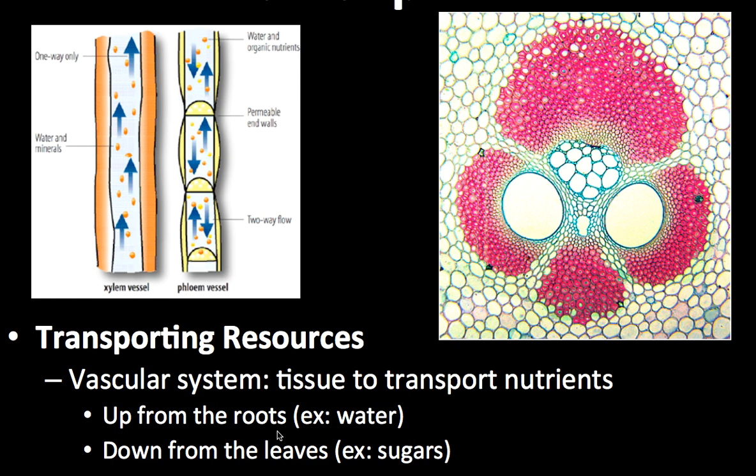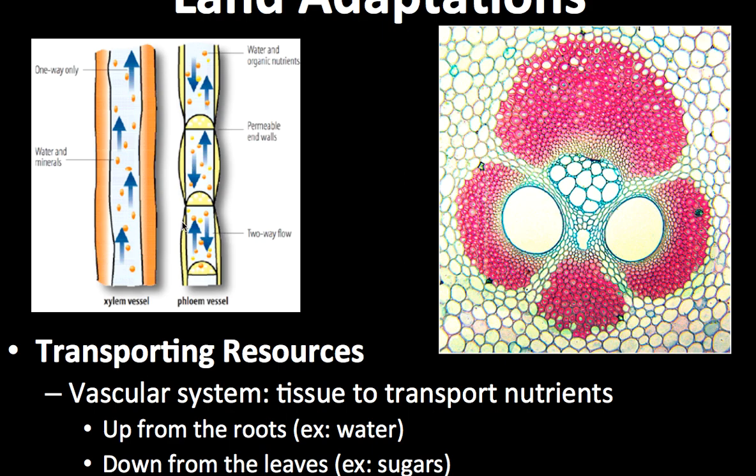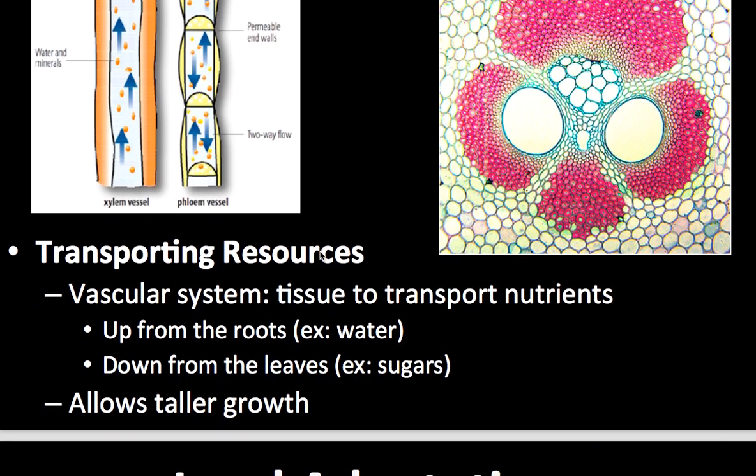From the roots, the xylem vessel conducts water. We can see in this a xylem vessel and the movement of water and minerals. This is a phloem vessel and we can see the movement of water and nutrients up and down, because the food is manufactured in the leaves and it is conducted to other parts of the plant down from the leaves. Food, for example, sugars. Now when the xylem and phloem developed, it allowed the taller growth of the plants.